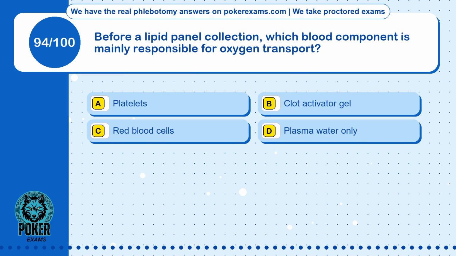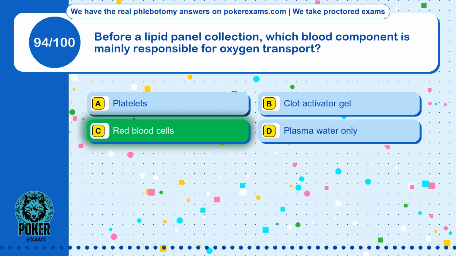Question 94. Before a lipid panel collection, which blood component is mainly responsible for oxygen transport? Option A, platelets. Option B, clot activator gel. Option C, red blood cells. Option D, plasma water only.